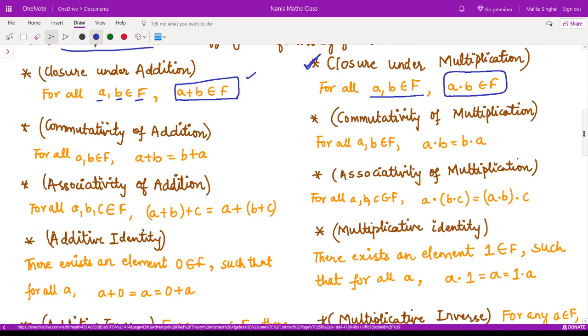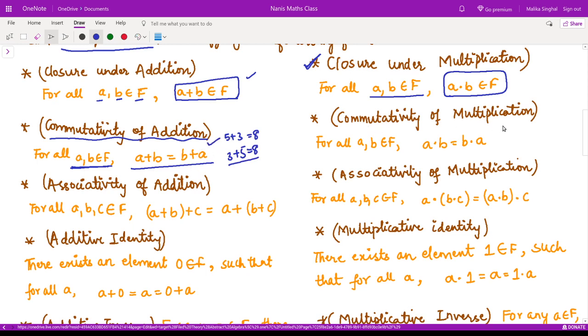So now let us move on to the next properties. They are commutativity of addition. That means you take any two elements from the set F, then A plus B or B plus A are the same thing, right? As in the ordinary numbers that we have. For example, in the reals, if you add 5 plus 3, that is equal to 8, and if you add 3 plus 5, that is also equal to 8. So commutativity of addition is there in fields.